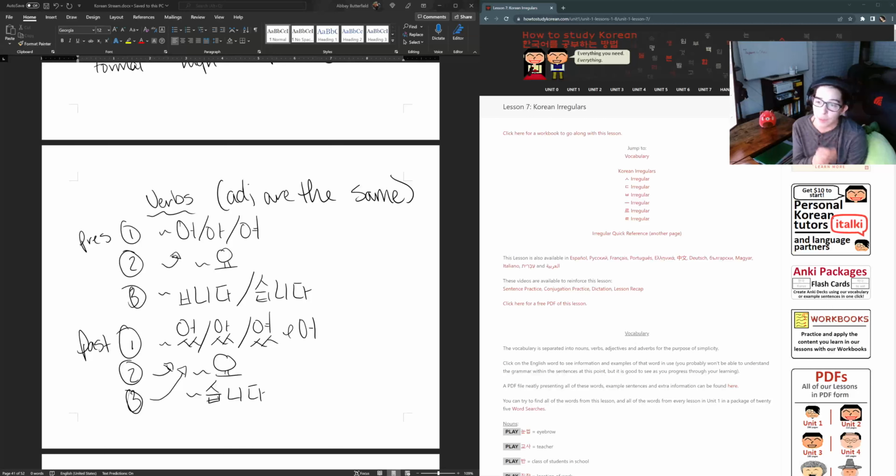The informal low respect is all you do is add o, a, yo, which is the same way that we did it in lesson 5. So if it's a or o, we change it to a. If it's ha, it turns into yo. And if it's anything else, it turns into o. So we take the da out, because all of them end in a da. Dictionary form, all of them end with da. We just take the da and get rid of it. And we just smack this on the end.